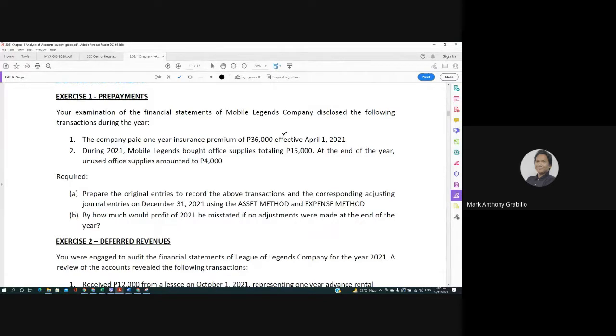So, nagbayad pala sila ng insurance premium. And then, ikalawa, during 2021, Mobile Legends bought office supplies totaling 15,000 pesos. At the end of the year, unused office supplies amounted to 4,000 pesos. Requirement: prepare original journal entries to record the above transactions and the corresponding adjusting entries on December 31, 2021 using the asset method and expense method. And then, ikalawa, by how much would profit of 2021 be misstated if no adjustments were made at the end of the year? So, let's go.